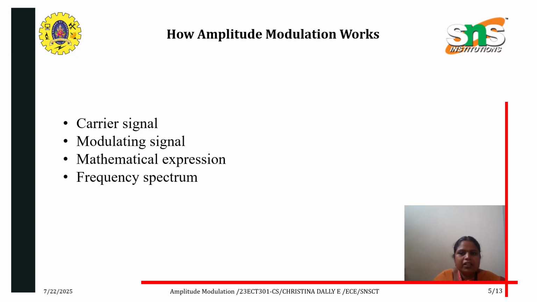So how does amplitude modulation work? We have some methods or signals. We are going to represent how amplitude modulation works with the help of the carrier signal, modulating signal, and we are going to see the mathematical expression of amplitude modulation and the frequency spectrum. So with the help of these terms only, amplitude modulation works.